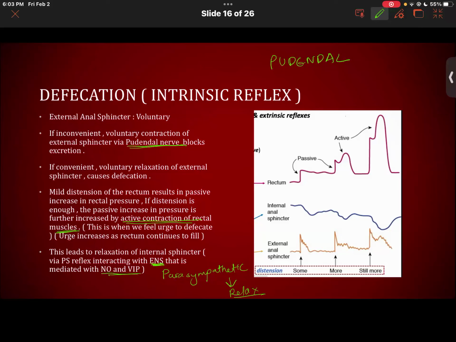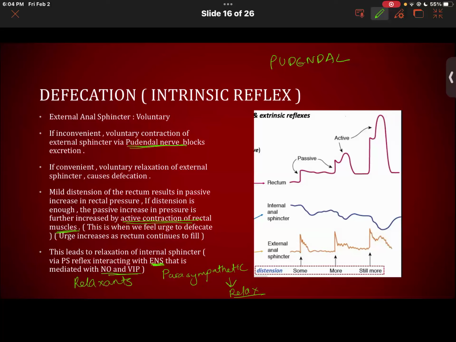It is mediated via NO and VIP. NO is nitric oxide and VIP is vasoactive intestinal peptide. Both of these are very strong relaxants, okay? You've probably studied them in foundation, and basically they lead to relaxation of smooth muscle. And as we said earlier, the internal sphincter is a smooth muscle. So the NO and VIP are released via the ENS because of the parasympathetic system, and it relaxes the smooth muscle, causing the internal sphincter to relax, okay? So this is how the internal sphincter is regulated and how the external sphincter is regulated.